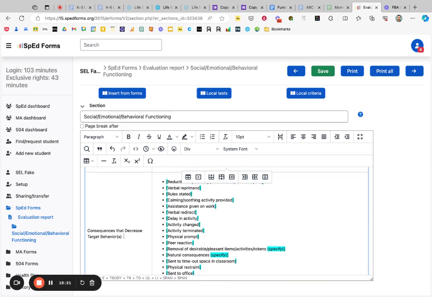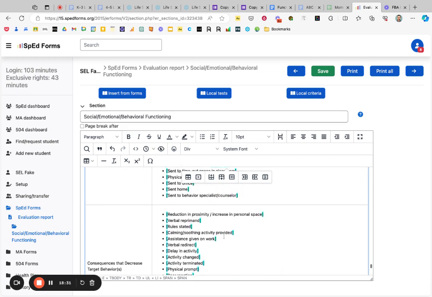And then consequences that decrease the target behaviors. So things that are coming after that behavior that do tend to make it less likely it's going to happen in the future. So if the student is provided with a calming or soothing activity, that makes the emotional behavioral outburst shorter, for example.